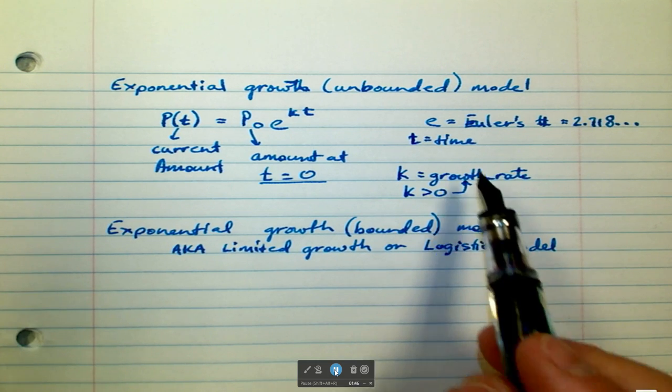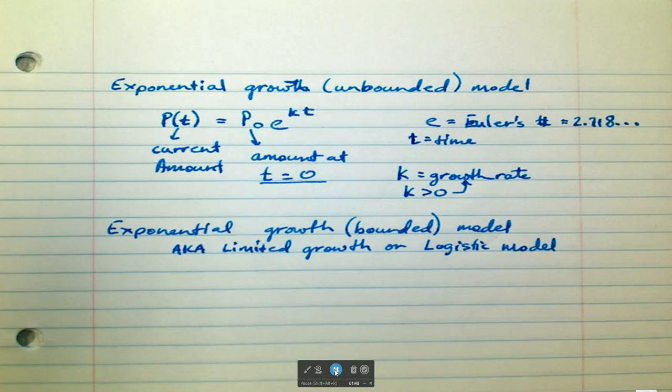And this is anytime we have an unbounded exponential growth. That means that this thing can grow and grow and grow. A great example would be money in an account. There is no limit to how much that can grow. It's going to grow and grow and grow, okay?